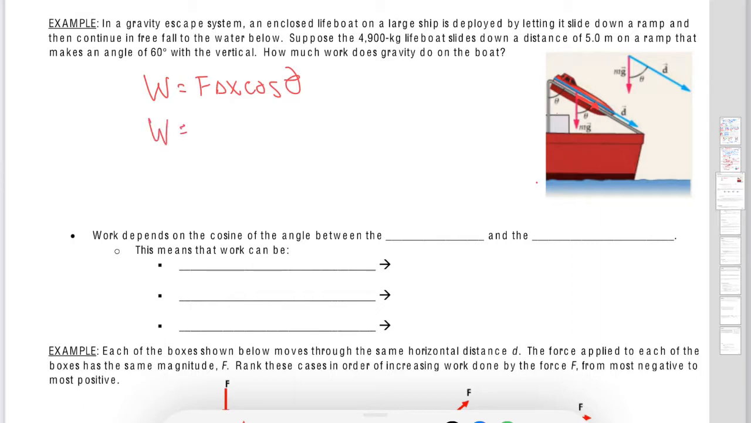And so F will be our weight. So we can simplify this to be mg delta x cosine theta. And so we're going to do it's a 4,900 kilogram boat. G is going to be 10. It's going to go 5 meters down the incline at an angle of 60 degrees. And so you plug all that into your calculator.